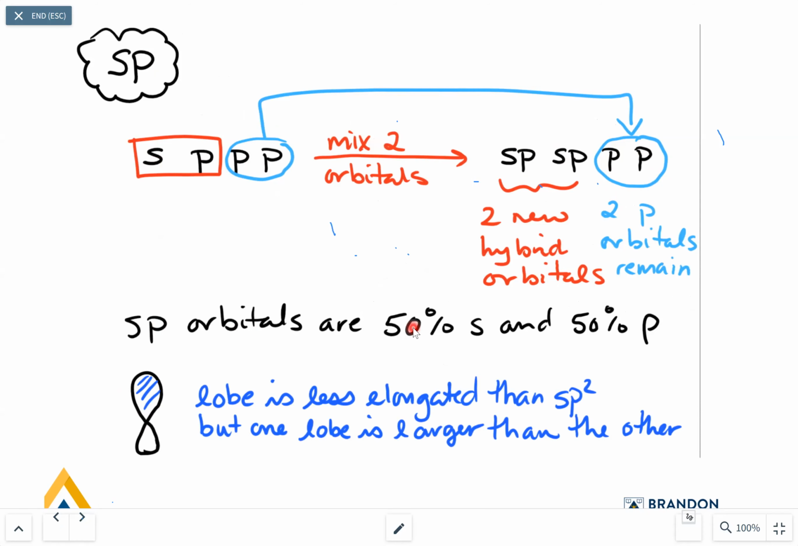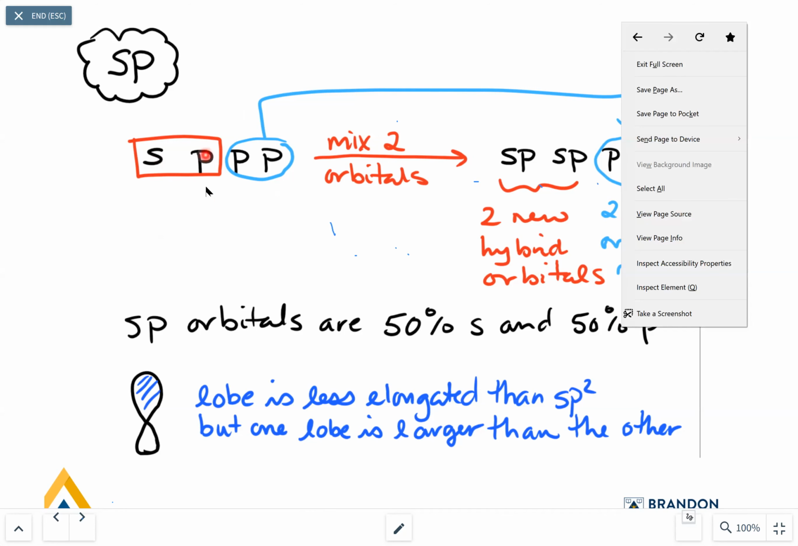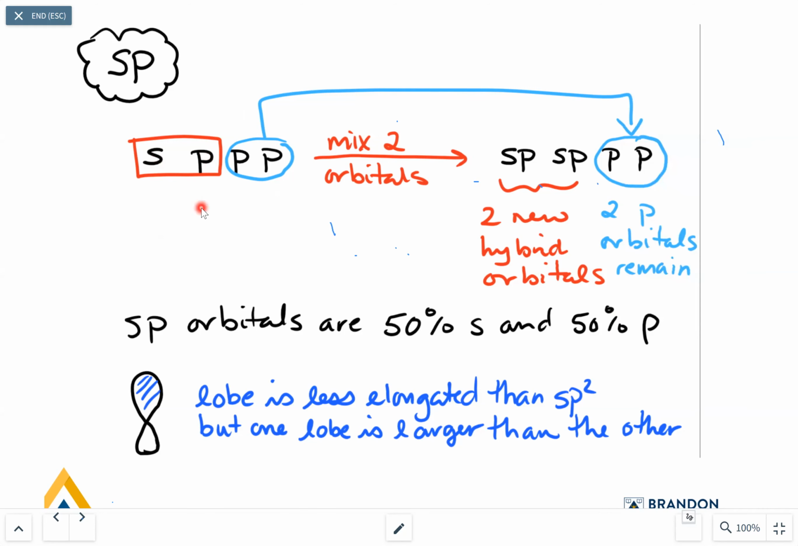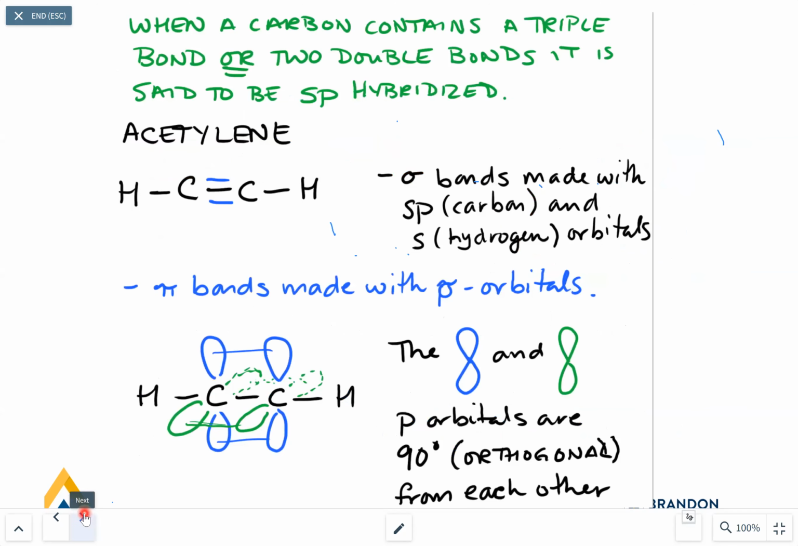And it will be 50% s, 50% p, because one s and one p went to make it. Whereas an sp2 would be 67% p and 33% s. And if this is, of course, going to be used to make triple bonds, it's a little bit more difficult to draw this, but I did my best.